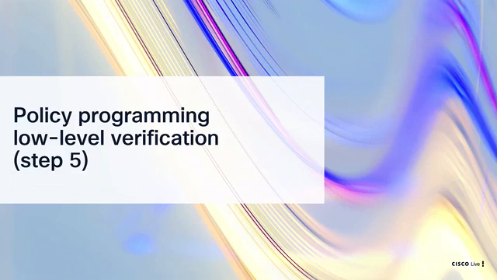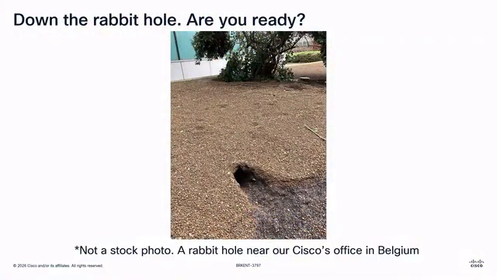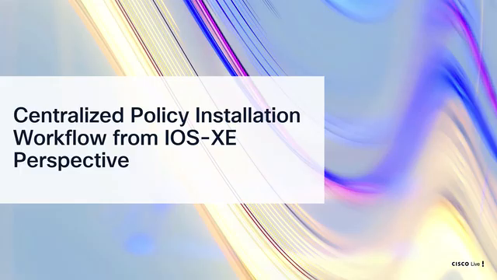Step number 5. If you're ready to go down the rabbit hole, let's do it, but very quickly, right? Because we are running out of time. But again, I need 10 additional minutes, and I will really appreciate it if you stay with me for 10 more minutes. I really want to convey this message to you today, to finish it, right? So we are going down the rabbit hole, and this is, by the way, not a stock photo, but from Diegem, a small village near Brussels, where the Cisco office in Belgium is located. It's an actual rabbit hole. Sometimes rabbits are digging, doing crazy stuff. So, centralized control policy troubleshooting on IOS XE routers.